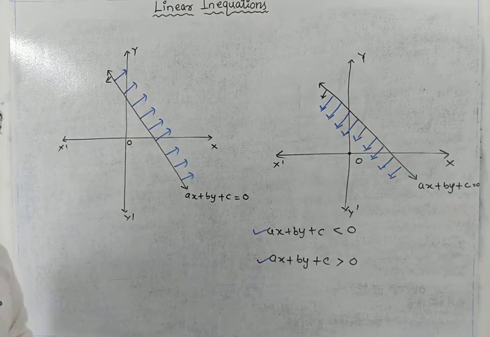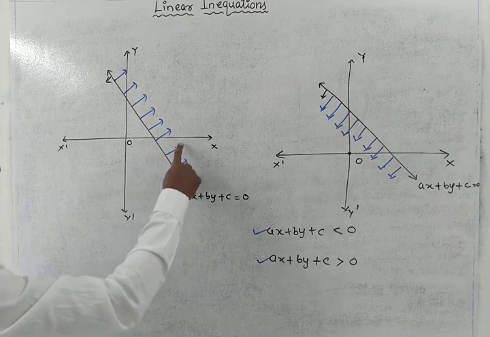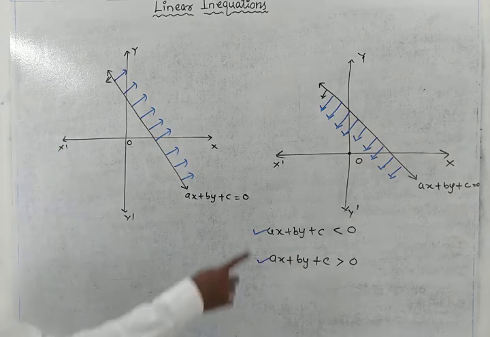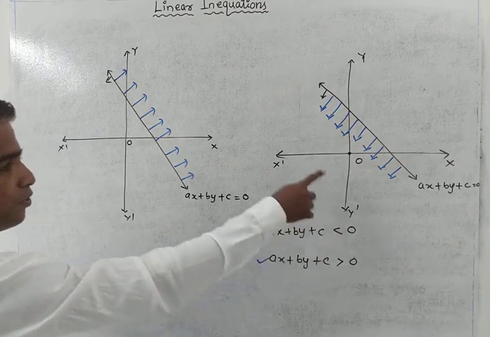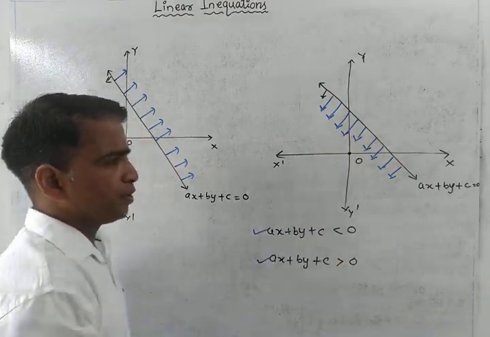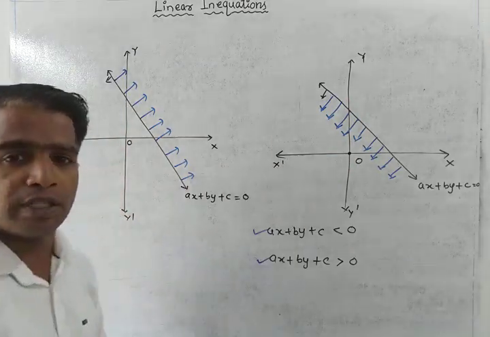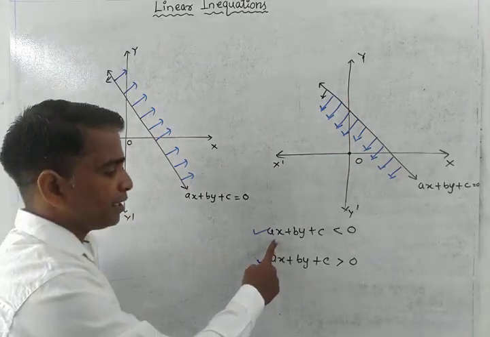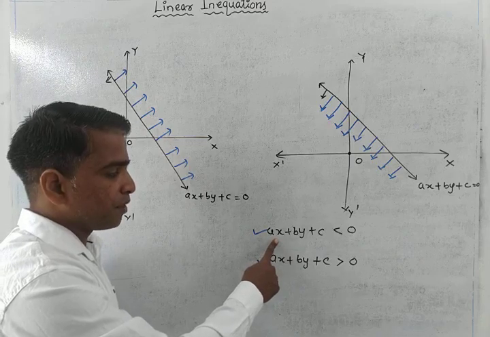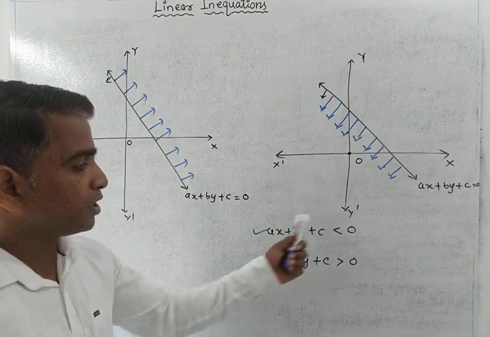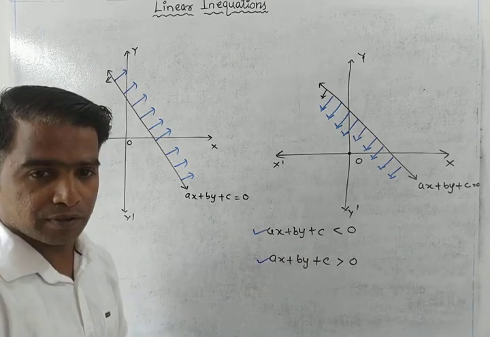So these blue parts help us learn that this is the set of points satisfying this condition. Away from the origin we take when the condition is greater than 0, and if the condition is less than 0, we take towards origin. It means the set of points towards origin all satisfy this equation. Which equation? Ax plus by plus c less than 0. And this is called a linear inequation.